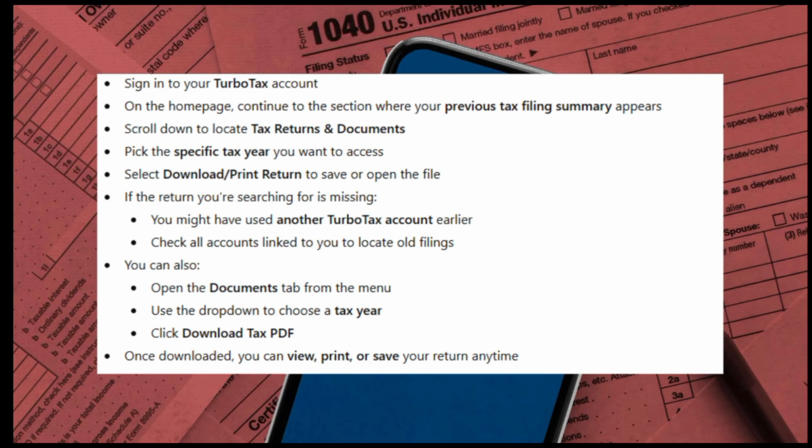On the home page, continue to the section where your previous tax filing summary appears. Then scroll down to locate tax returns and documents. Pick the specific tax year you want to access. Select Download and Print Return to save or open the file.